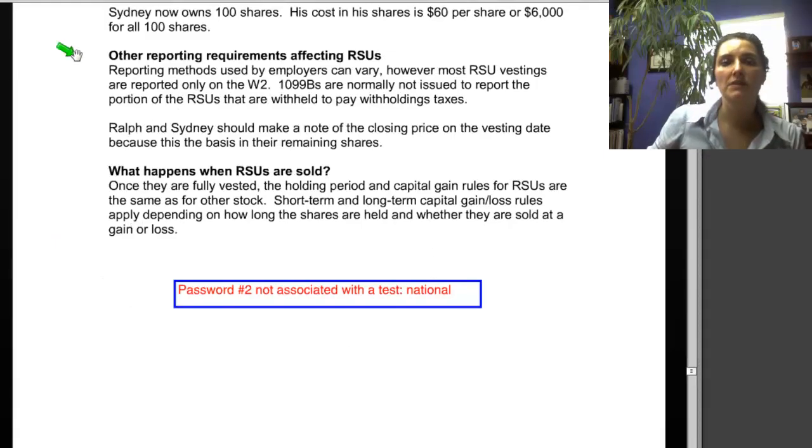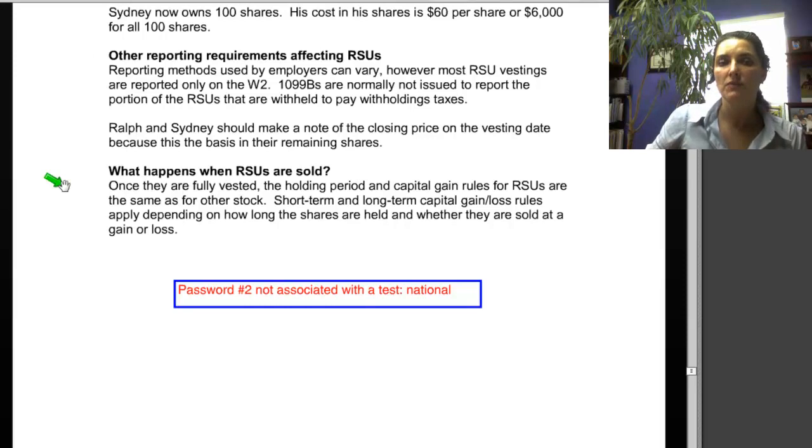Other reporting requirements affecting RSUs. Reporting methods used by employers can vary. However, most RSU vestings are reported only on the W-2. 1099-Bs are normally not issued to report the portion of the RSUs that are withheld to pay withholding taxes. Ralph and Sydney should make note of the closing price on the vesting date because this is the basis they have in their remaining shares.